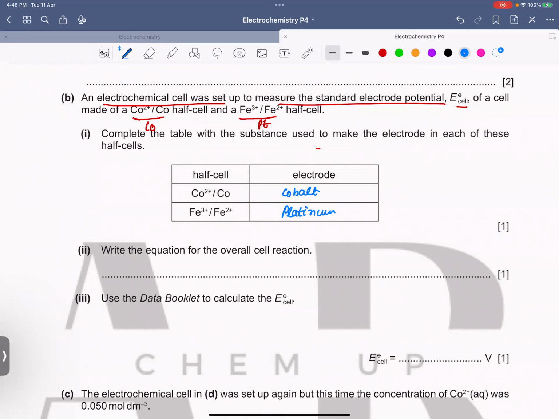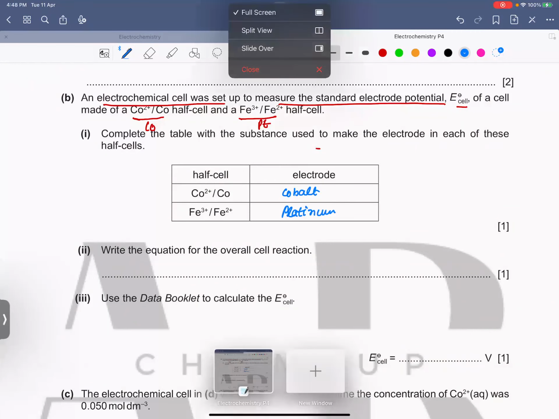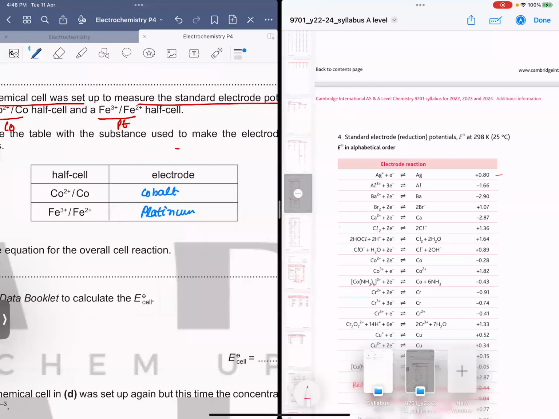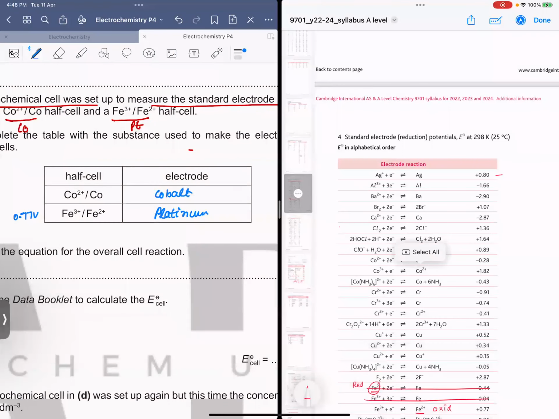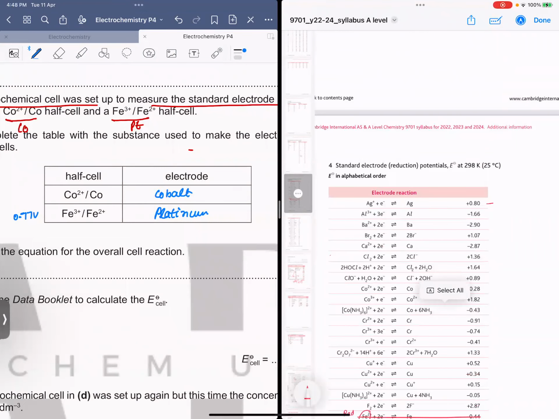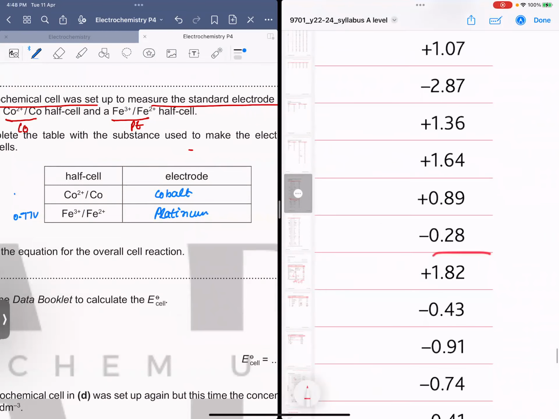It's very easy. If you recall, we easily remember that it's 0.77 volt for iron 3 and iron 2 positive. Now I have to look. But I have to figure it out first. This cobalt and cobalt 2 positive ion is minus 0.28. Right? So it can be easily identifiable.